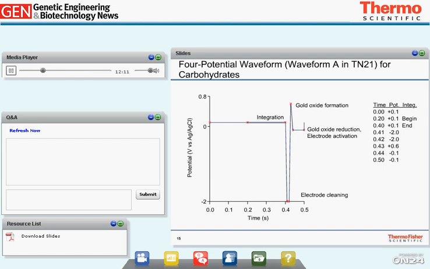After the initial potential is established, the resulting current is integrated over a short period of time. Then the electrode is stepped to a potential which cleans it, first to a negative and then to a positive potential. Now the electrode is ready to be stepped back to the potential required for carbohydrate oxidation. This multiple waveform operation allows sensitive and selective detection of carbohydrates while keeping the electrode clean and activated throughout the chromatographic run.